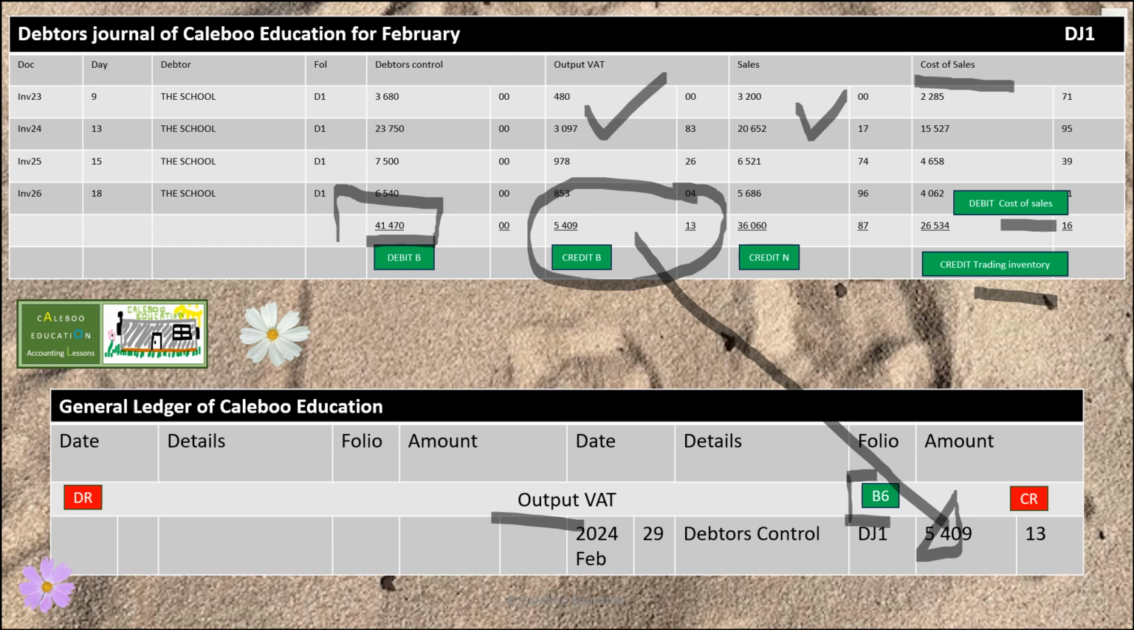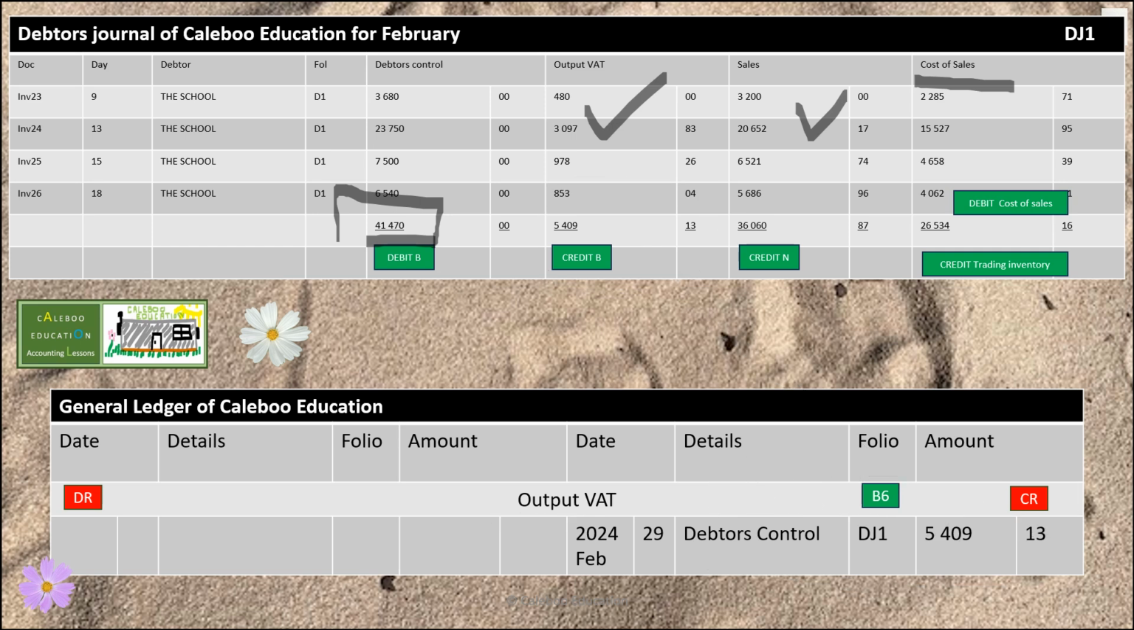Now the question is, why did we credit output VAT? This entry is on the right hand side, the credit side. Why did we put the entry on the right hand side? And you know the answer, and I know the answer. We need to apply the accounting rules.